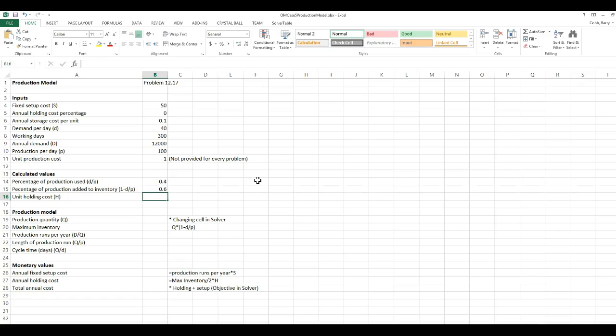The total unit holding cost also is calculated here as the dollar and cents amount for unit holding cost per unit per year plus the holding cost percentage times the unit production cost. Obviously in this problem there are no holding costs that are stated as a percentage of costs. Nevertheless, we can enter the formula like this so that it's flexible and we can solve other problems.